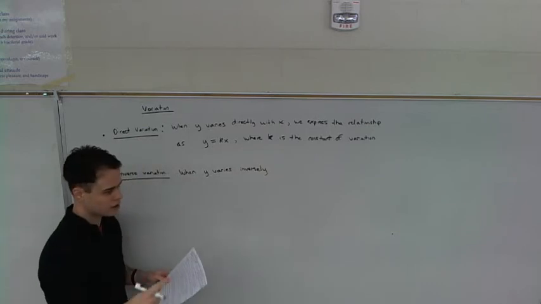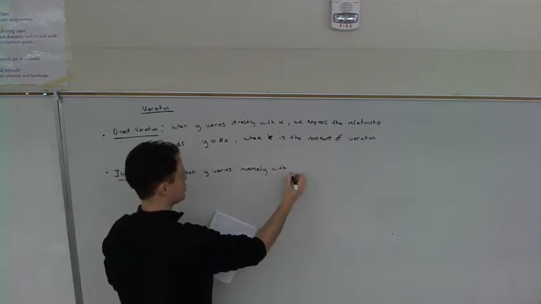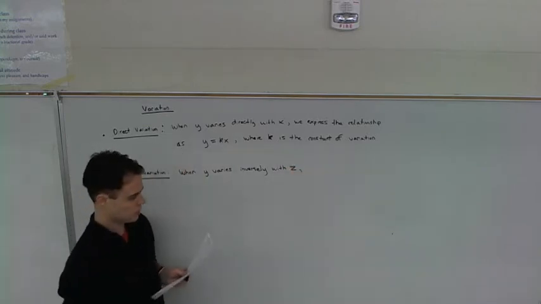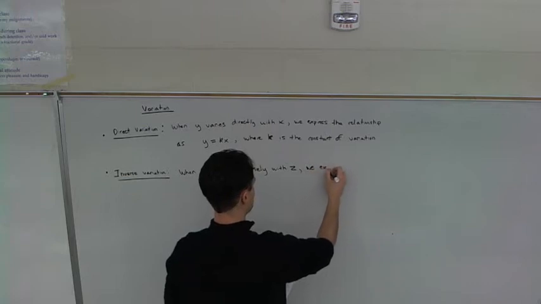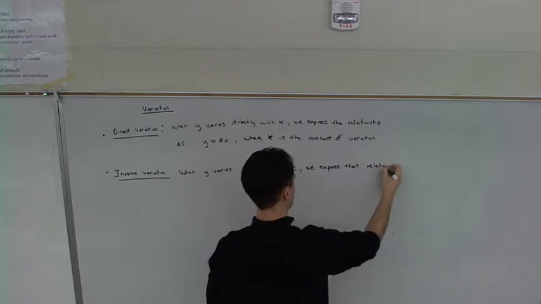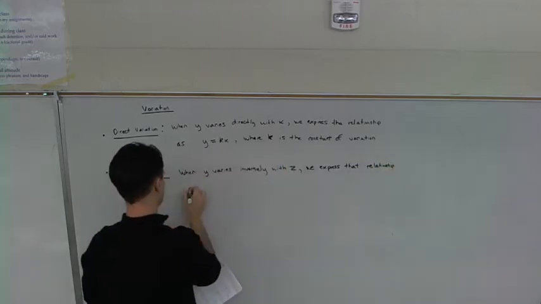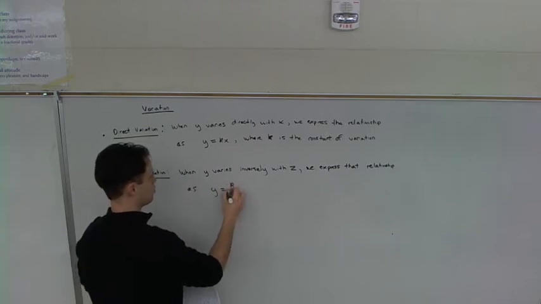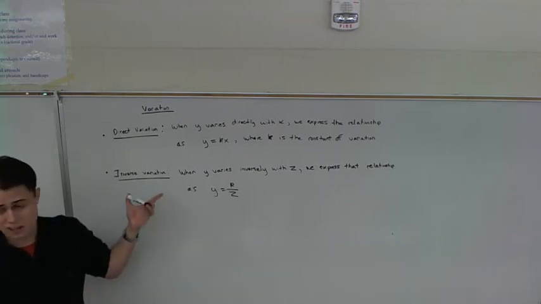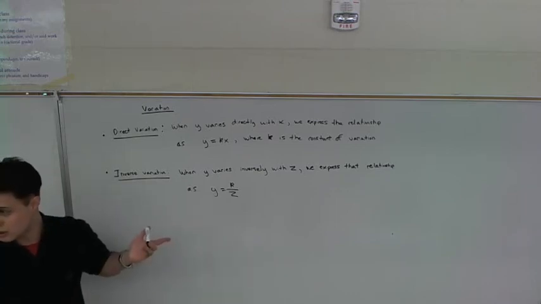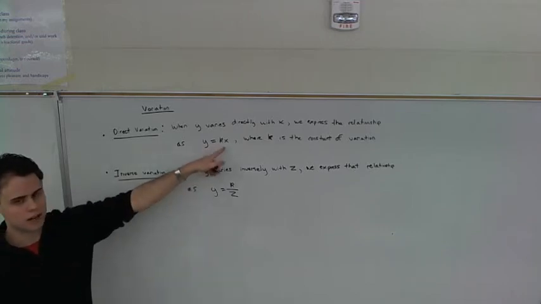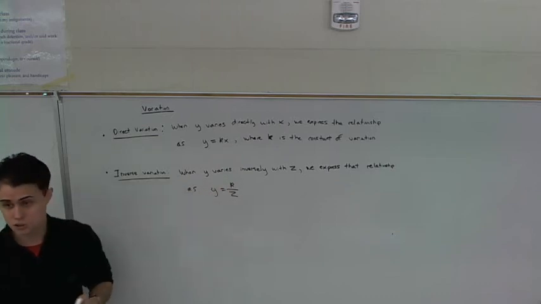So when I say y varies inversely with some other variable, let's say with z, okay? Don't have to use x. We express that relationship this way. It's still got that k in it. It's still got the constant of variation. Any kind of variation always has that. Okay? But this time, instead of multiplying and getting a line, you divide and get something else.